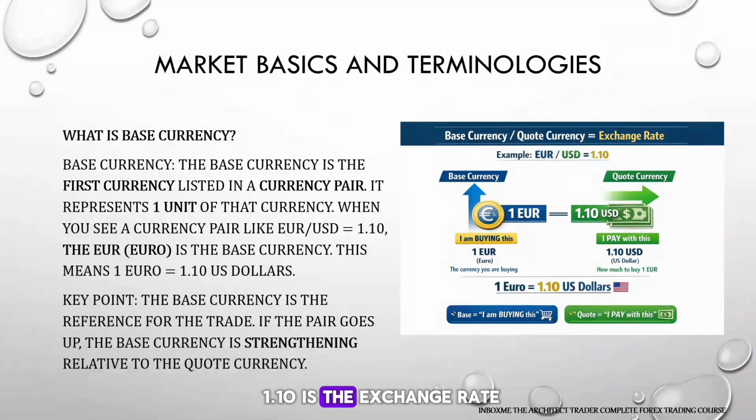That 1.10 is the exchange rate. That means it's trying to say that 1 unit of euro will get you what? 1.10 US dollars. Now the key point here is that the base currency is the reference for the trade, because it's the primary one.